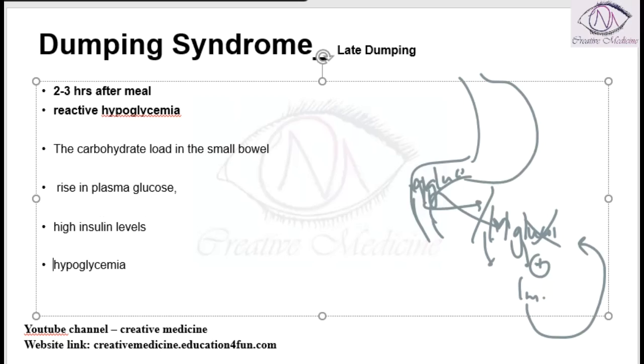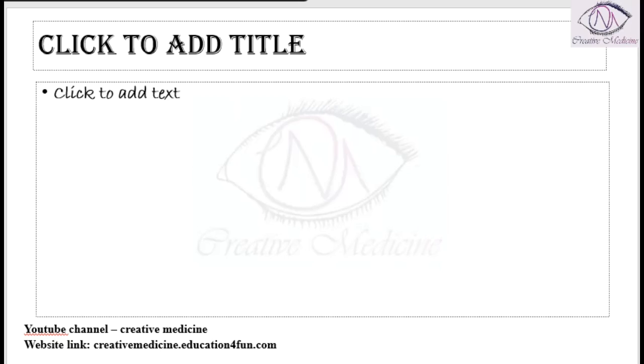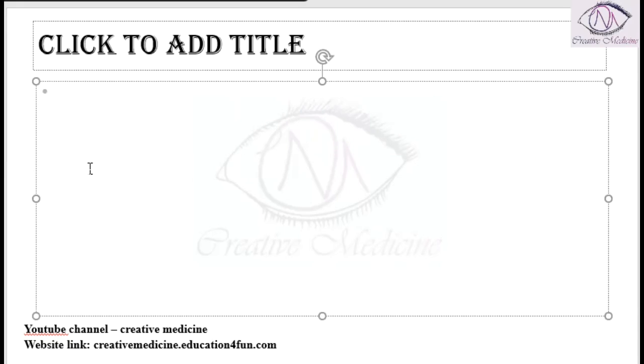Now the patient has developed hypoglycemia, and symptoms of hypoglycemia like dizziness and tremors are seen. These symptoms of late dumping syndrome are mainly relieved by administration of glucose or sugar to the patient.